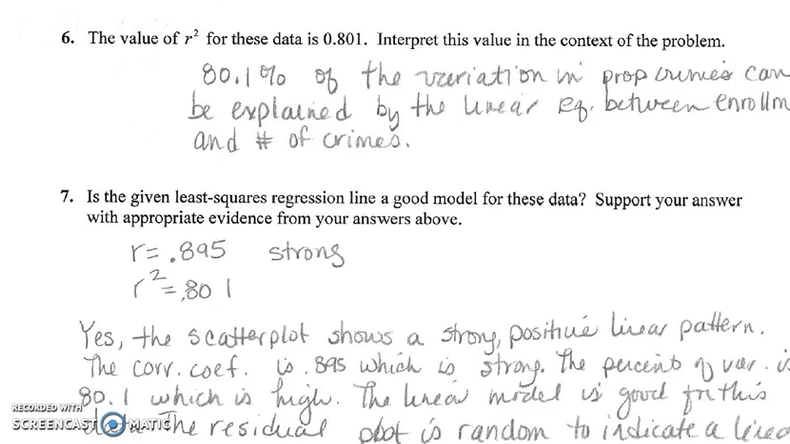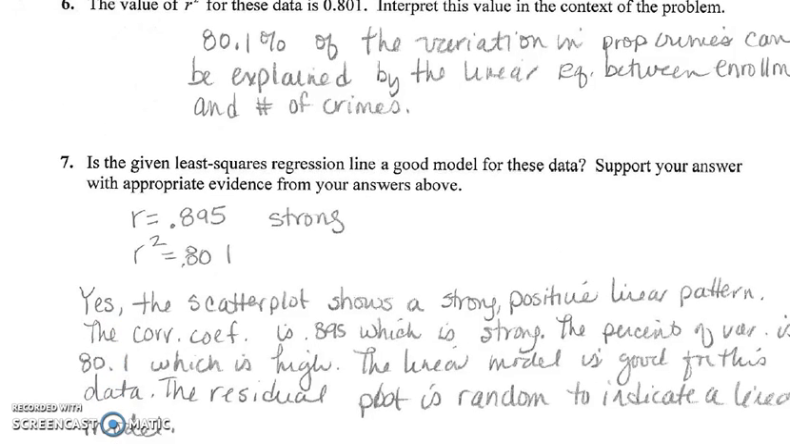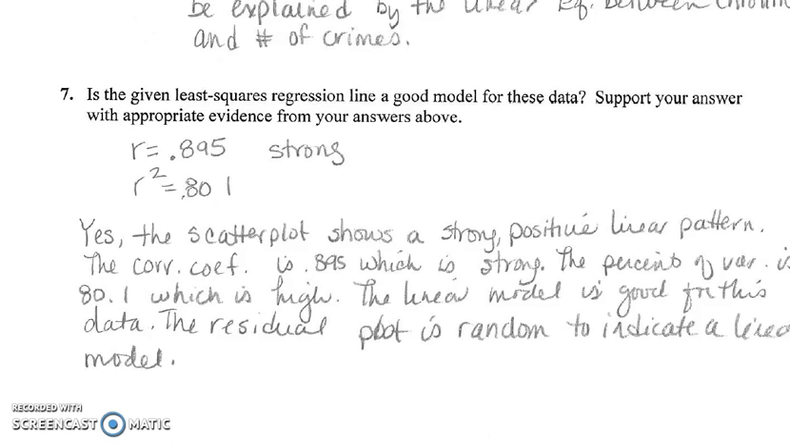Is the given least squares regression line a good model? They actually ask you to use your answers above, but I used several different things. First of all, I knew r squared was 0.801, and therefore I knew that r was 0.895 just by taking the square root of 0.801. Well, r of 0.895 is definitely a pretty good strong correlation, and that implies a linear relationship. And r squared, 80.1% of the variation explained by this linear model, is pretty high as well, considering 100% would be the best.